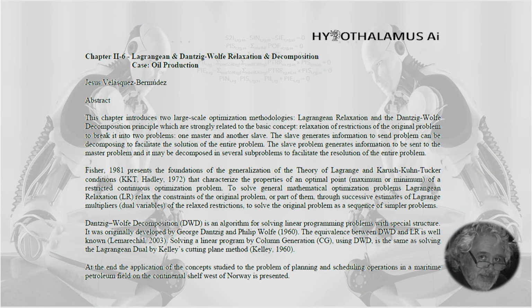This chapter introduces two large-scale optimization methodologies, Lagrangian relaxation and the Dantzig-Wolfe decomposition principle, which are strongly related to the basic concept of relaxation of restrictions of the original problem to break it into two problems, one master and another slave. The slave problem generates information to be sent to the master problem, and it may be decomposed into several subproblems to facilitate the resolution of the entire problem.